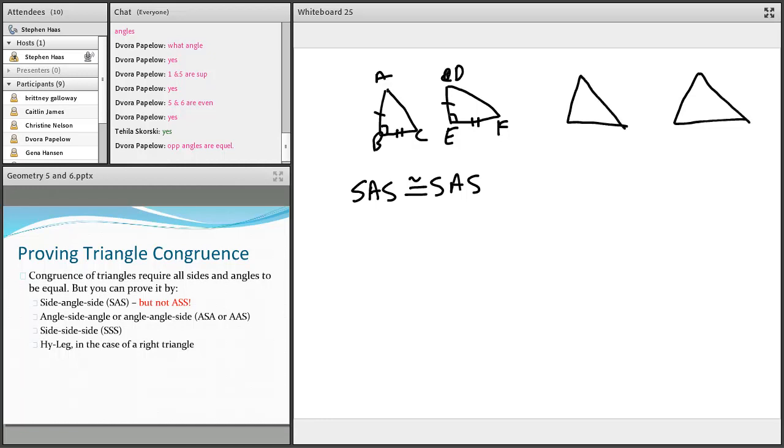So, side, angle, side. As long as you can prove the two triangles have a common and equal side, and then another side, and the angle in between, that's enough. Not ASS, no pun intended. In other words, the angle has to be in between the two sides. So for example, if I could prove that this is equal to this, and this is equal to this, and this is equal to this, have I proven that these two triangles are congruent?